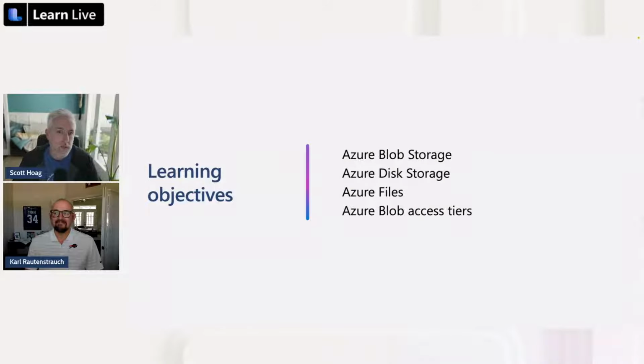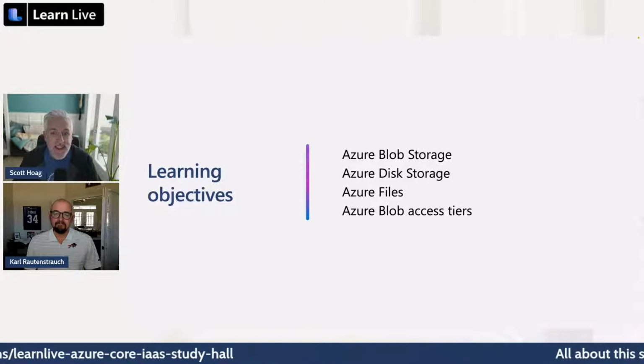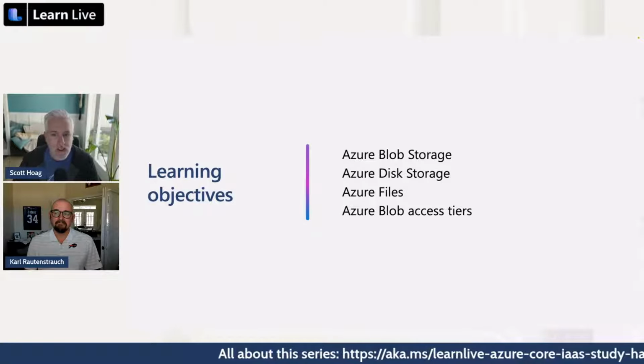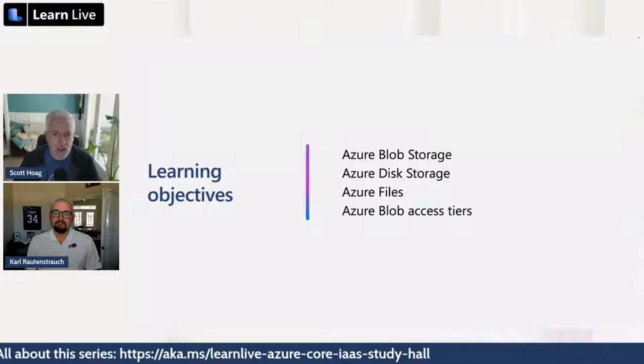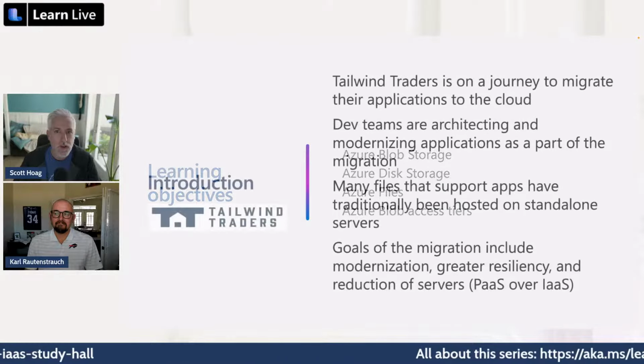The core learning objectives of this module focus on Azure Blob Storage and where blob storage can be used. How do you pick when to use blob versus things like disks and files? We'll cover all that. And we'll talk a little bit about blob access tiers as well to close things out, which is a cost-saving and cost optimization mechanism that's available to you as a storage customer.